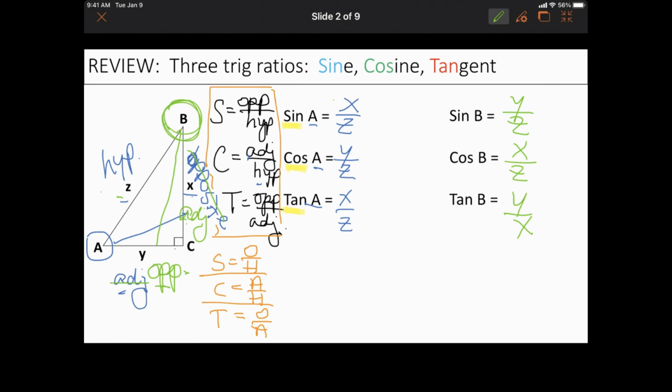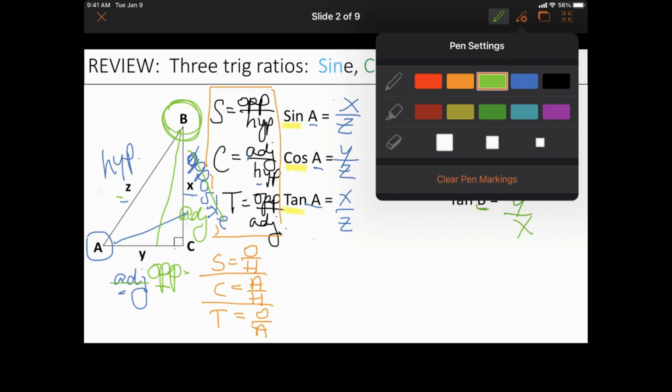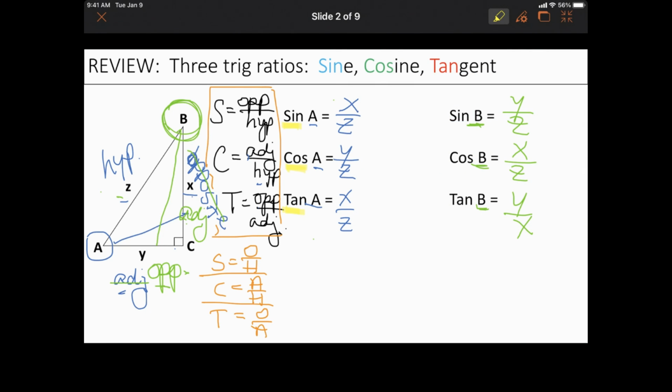So let's take a moment and compare the ratios from angle A to angle B. It's really important that you keep the angle. Some people drop the angle, but don't, because then you're not sure which angle you're talking about. Let's look at the relationship between sine and cosine. The denominators are the same, but this is x over z, and this is x over z. So the sine and the cosine switched. Let's see if that's true for the other one. Yes, see? They switched.